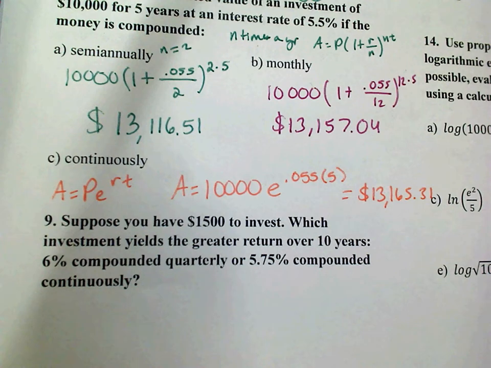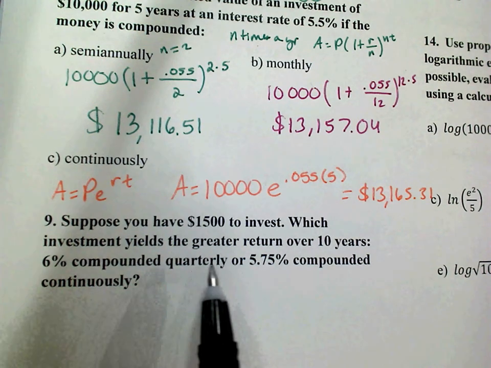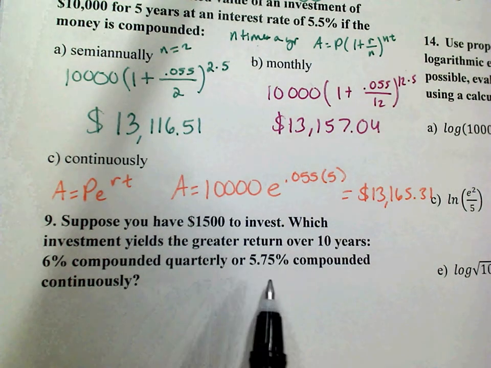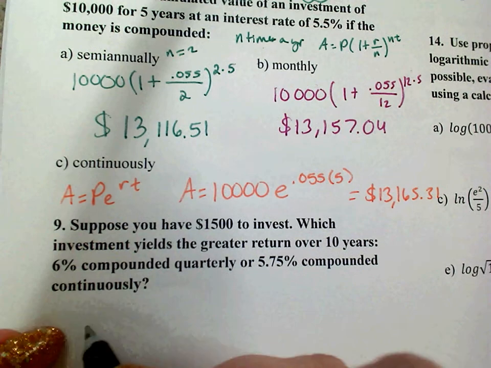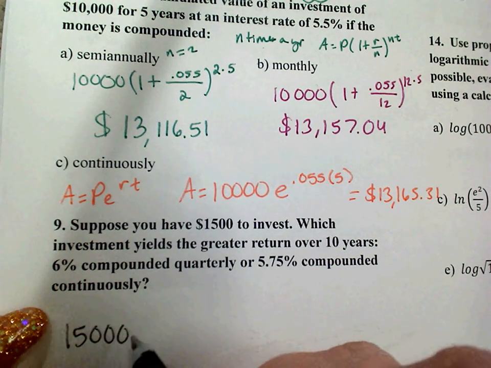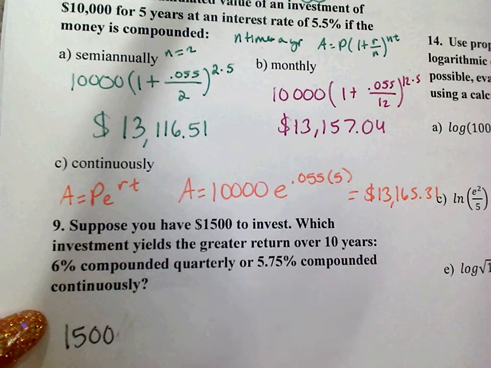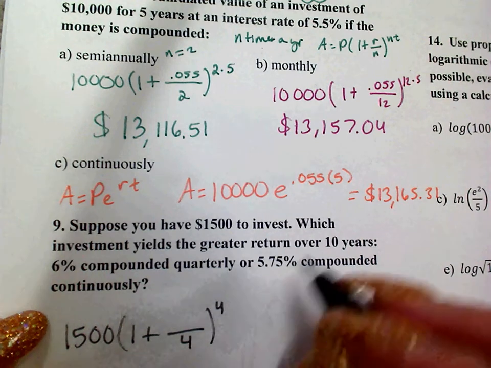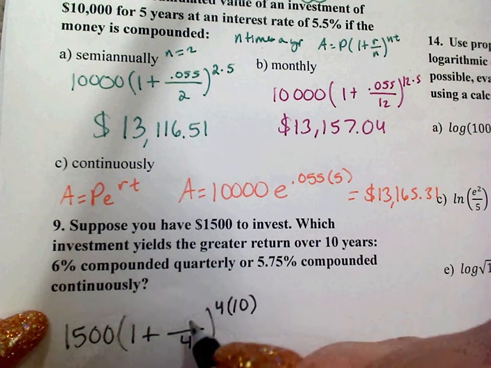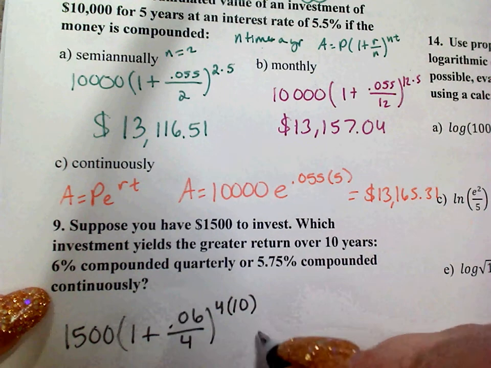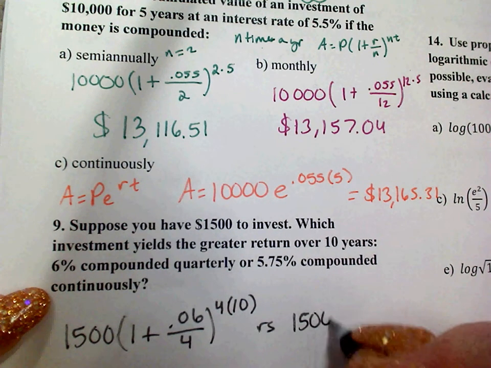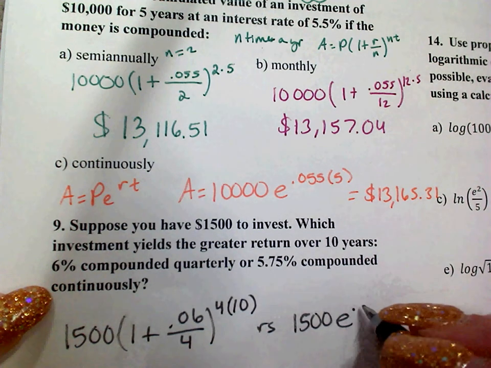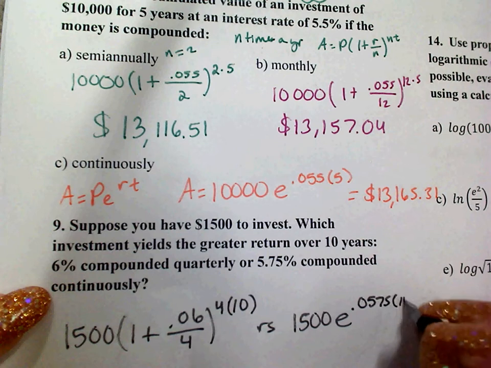Suppose you have $1,500 to invest. Which investment yields the greater return over 10 years? Compounded quarterly or compounded continuously? So, 1,500, not 15,000. Compounded quarterly for 10 years at 6%, so 0.06, versus 1,500 compounded continuously at 5.75, so 0.0575 times 10. So we're just comparing those two amounts.